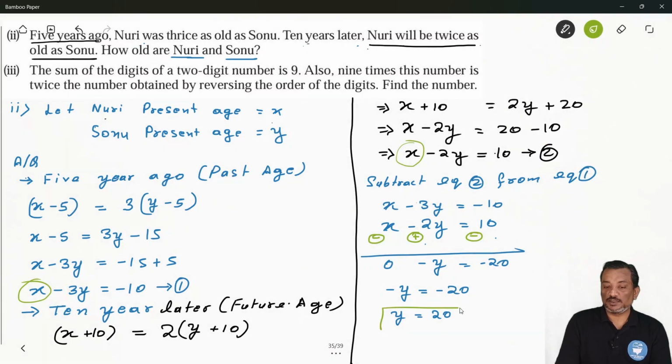So y is what you have taken, the age of Sonu. सोनू की एज कितनी मिल गई, 20. प्रेजेंट एज सोनू की एज हो गई 20 इयर्स. ठीक है. अब हमें किसका एज निकालना है, नूरी का.